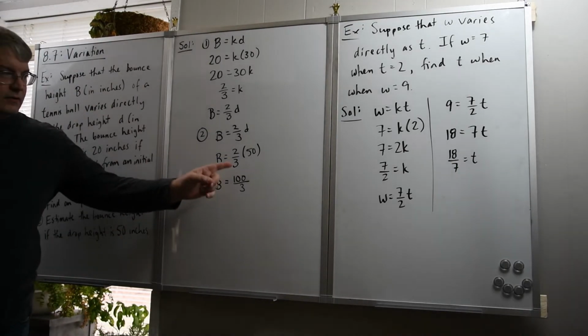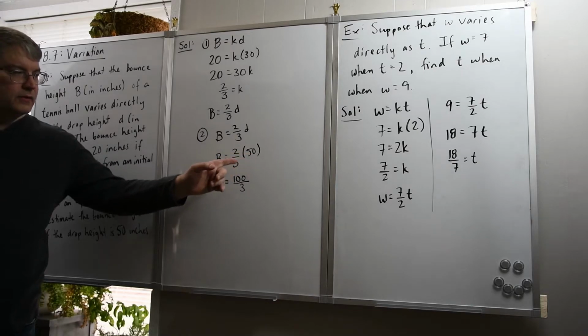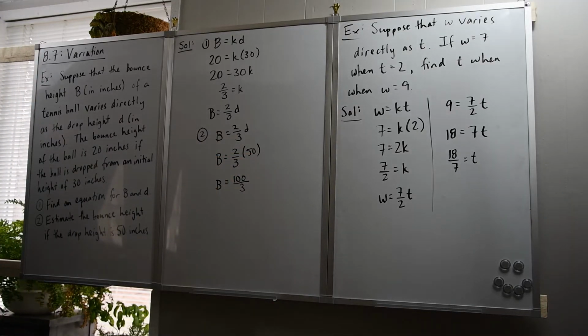Take the 2 times 50, which gives you the 100, and technically the 50 is over 1, so 3 times 1 will give you 3 in the denominator. So 100 over 3, that's 33 1/3 inches for the bounce height.